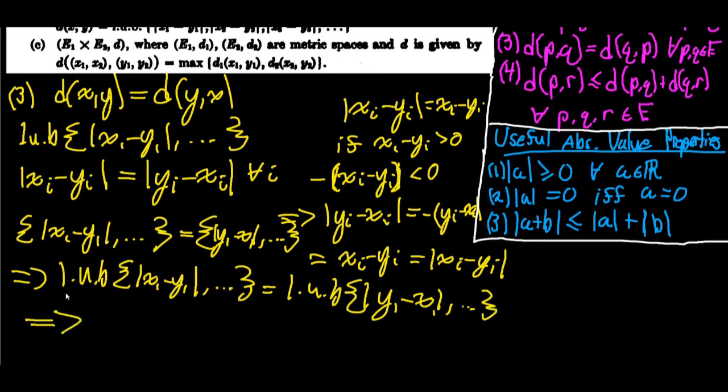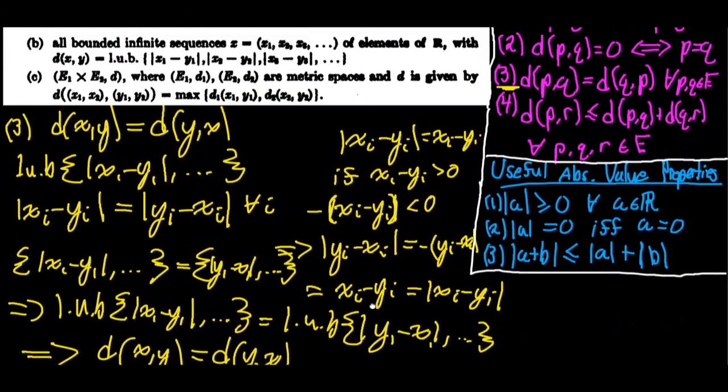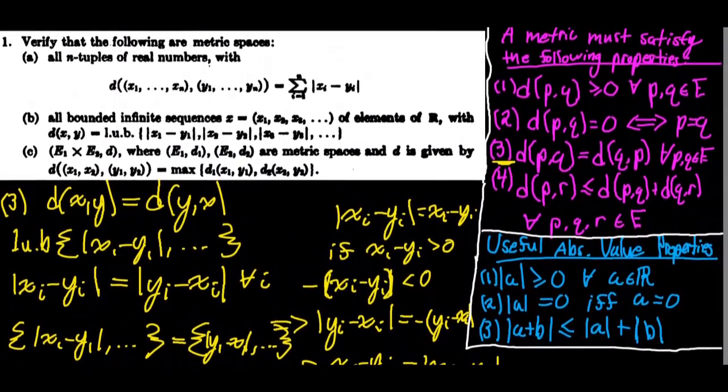Implying, and since we define the distance between x and y as the least upper bound of the absolute value of x1 minus y1, and so on, and again we define the distance between y and x as the least upper bound of the absolute value of y1 minus x1, and so on, then we have the distance between x and y is equal to the distance between y and x, which is what we wanted for proving property 3 here. The distance between p and q is the same as the distance between q and p, aka the symmetry property. So we've proven that property 3 holds for this metric space.